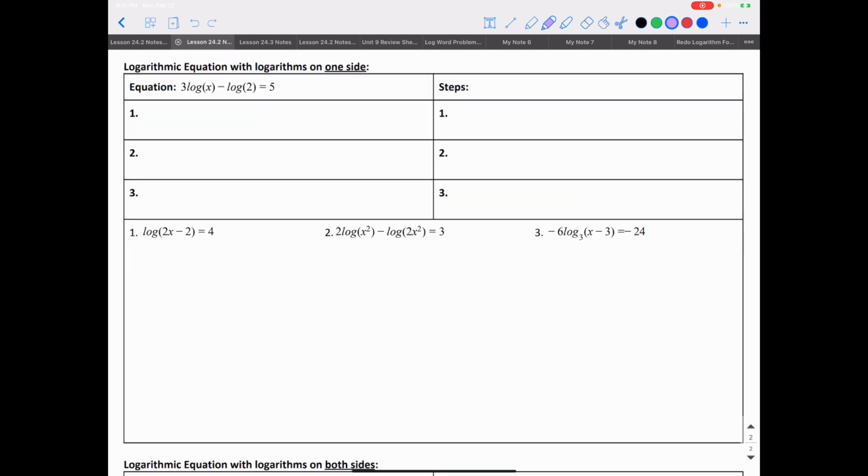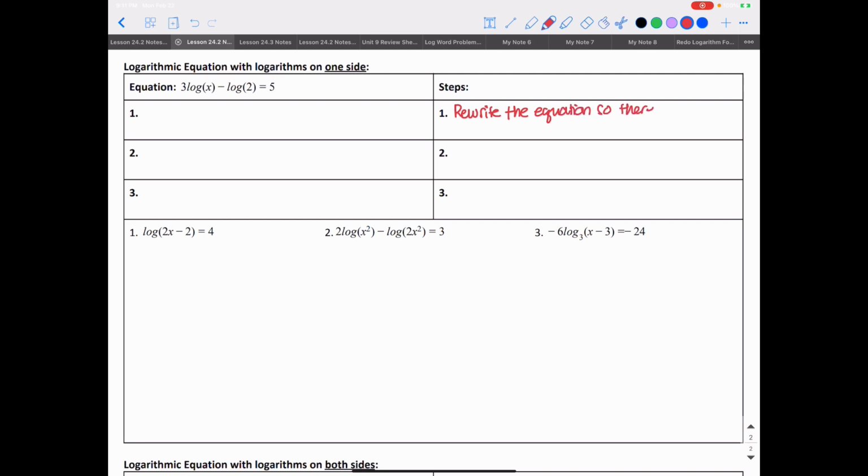Next, we're going to talk about logarithmic equations with logarithms on just one side, not both sides, just one side. So I only see logarithms on the left-hand side here. The first thing that I'm going to do, the first step, is to rewrite the equation so there's only a single logarithm by itself on one side. We know how to do that. We did that last unit.